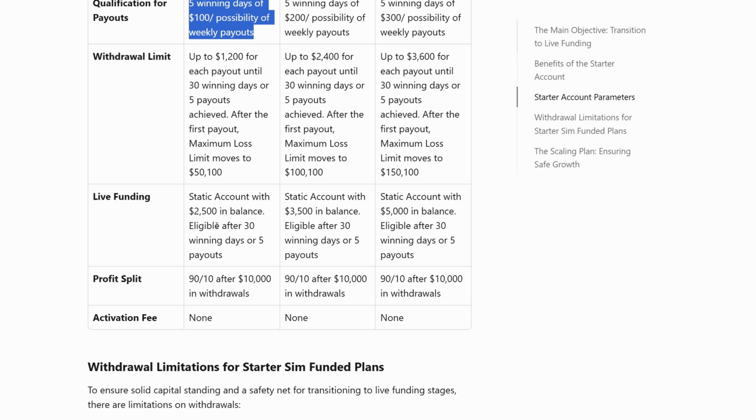However, here's something else that is appealing to a lot of traders, especially those traders that want to be put into a live account. You can see you'll be moved to a live funded account after 30 winning days or 5 payouts. So if you get 5 payouts, boom, you get put into a live account. Now, in the live account, it's basically going to be a static account. Now, the profit split after making $10,000 is a 90-10 profit split. And again, this is something else that makes my funded futures very appealing out here. Once you pass the evaluation, there is 0 activation fees.